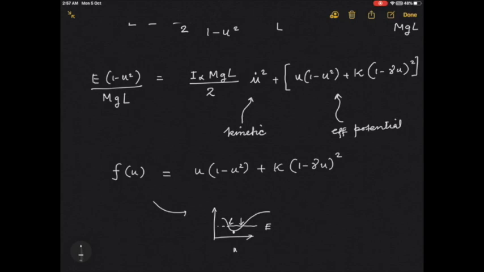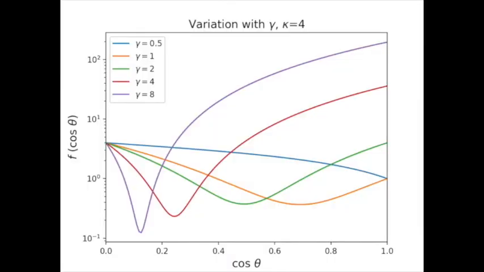So for that, what I have done is, for different values of kappa and gamma, I have plotted this potential. What I am showing here is how this changes with gamma if I keep kappa equals 4. Remember, kappa was the ratio of the effective or characteristic kinetic energy to the characteristic potential energy. So I am just saying that there is more kinetic energy than potential energy.